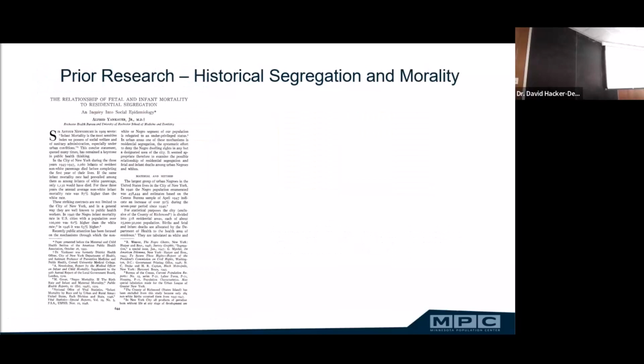Finally, prior research on historical segregation, mortality, not morality. You know, I told Mary I'd blame her for something before. Mary should have found that.